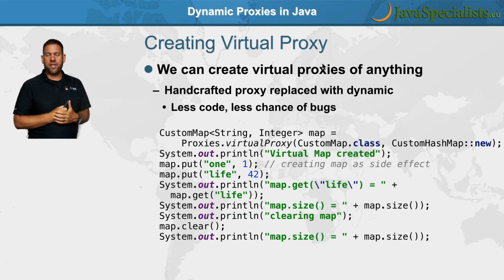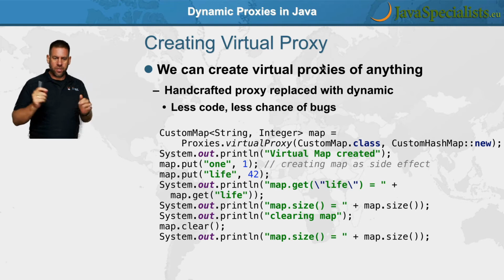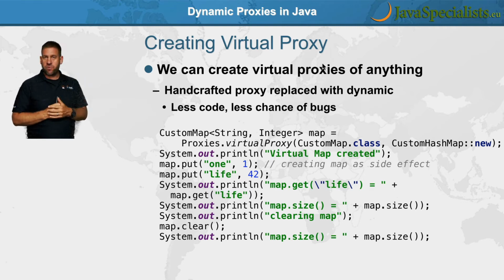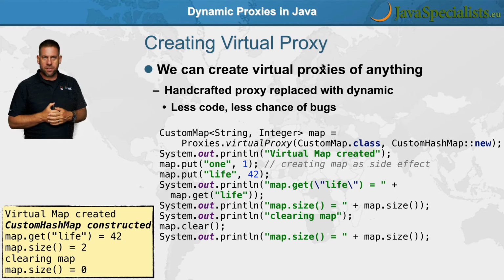Instead of handwriting our custom HashMap virtual proxy, we can instead just say Proxies.virtualProxy, passing in the interface, which is CustomMap, and the supplier of the CustomHashMap, which would just be CustomHashMap::new method reference. And the rest of the code is exactly the same. So this is great, a lot less code and less chance of bugs. The less code you've got, the less opportunity you have for making mistakes. And everything works exactly like it did before.